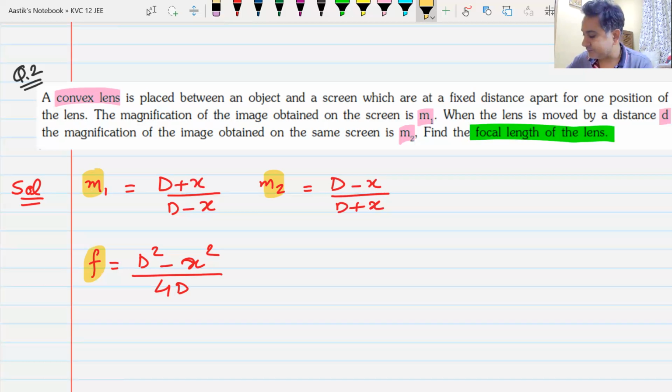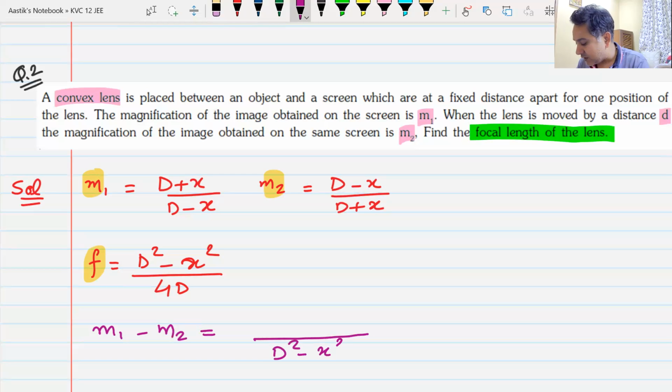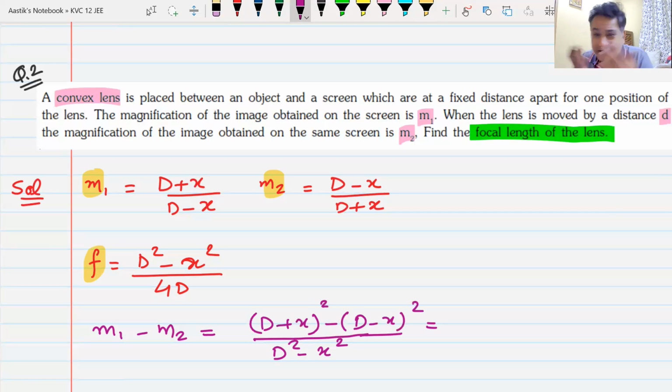What happens if I subtract? M1 minus M2 is how much? As soon as you do M1 minus M2, the first thing that you notice is in the numerator, you will get the LCM, which is D square minus X square. And the next thing that you will notice is that on one side I will have (D plus X) the whole square, and with a minus sign I will have (D minus X) the whole square. Remember, it's all about maths. Physics has got nothing to do with this. It's all about maths and how you solve it. Simple maths. Do we understand this? Yes or no?